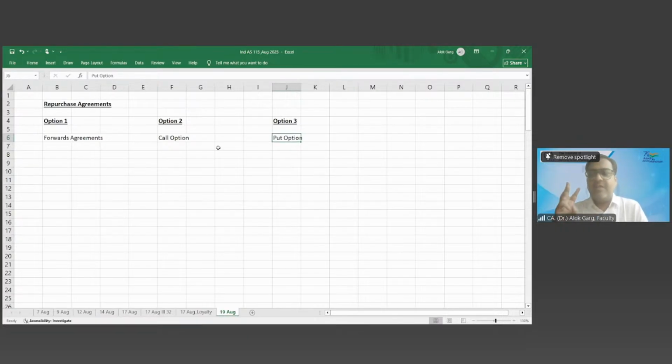There are three options in case of repurchase agreement. Forward agreement or forward option. You can say forward option, but I'll not say forward option because forward is not an option. Let me tell you: forward agreement, call option, and put option. What is meant by forward agreement? In a forward agreement, seller's obligation to repurchase.